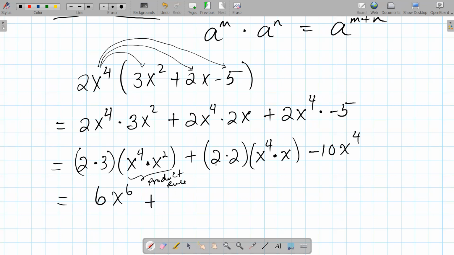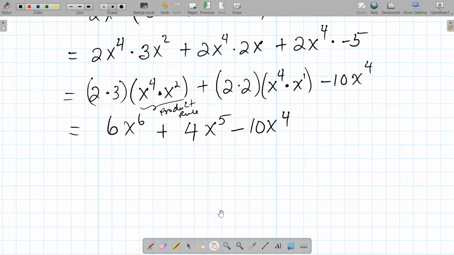Plus 2 by 2 is 4. And I do the same idea here with the product rule that has a power 1. So if I sum up the powers, it's going to be 5. And then the last one there is just this. Okay, so that would be my answer: 6x⁶ + 4x⁵ - 10x⁴.